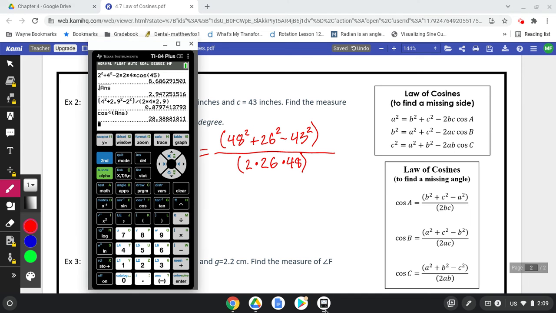So once again, start off, parenthesis, the 48 raised to the second plus the 26 raised to the second minus 43 raised to the second. All that divided by 2 times 26 times 48. Close the parenthesis, hit enter. We are almost done. We got to hit second cosine, second answer. Close the parenthesis, hit enter. We will get 63.1 degrees.